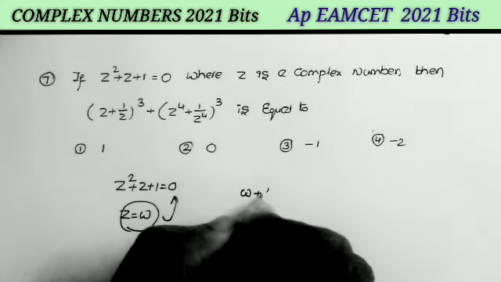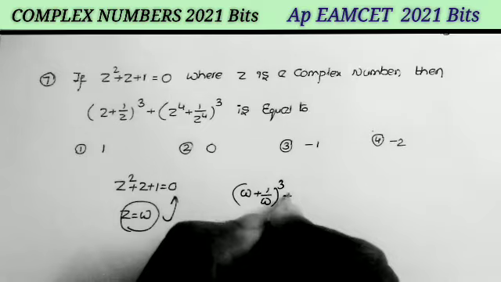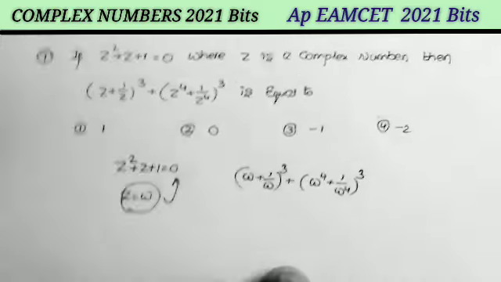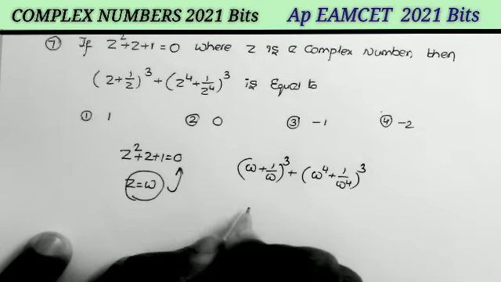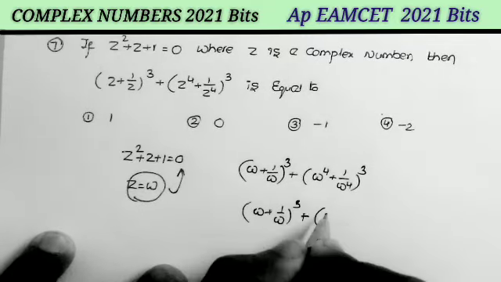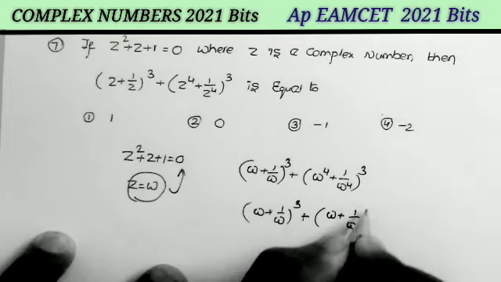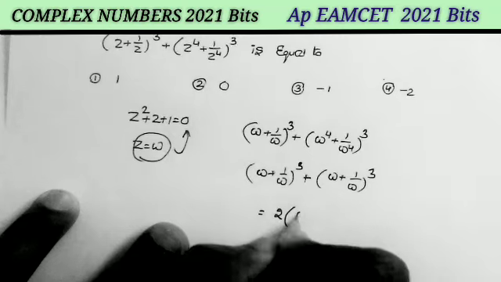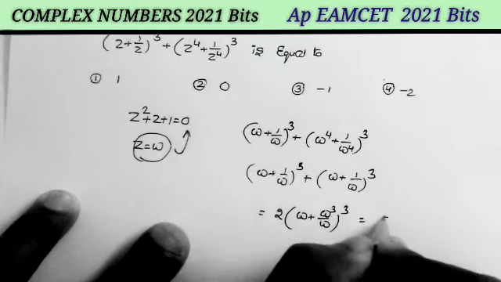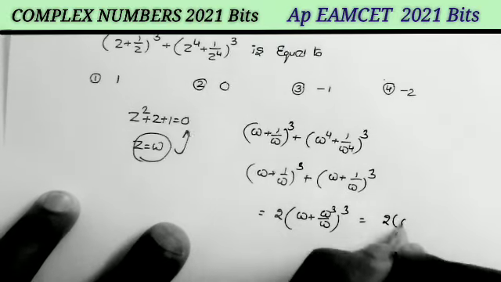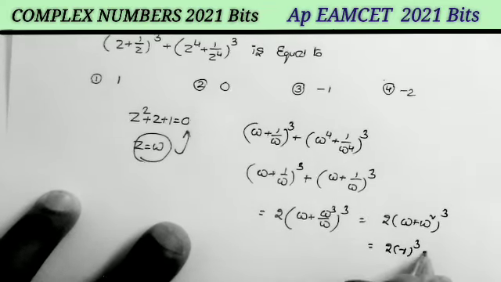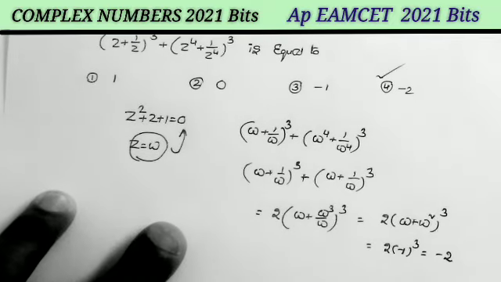So the quotient becomes (omega plus 1 by omega) whole cube plus (omega power 4 plus 1 by omega power 4) whole cube. Here omega power 4 is nothing but omega, so this is equals to (omega plus 1 by omega) whole cube plus (omega plus 1 by omega) whole cube, which is equals to 2 into (omega plus, in place of 1 I am substituting omega cube here, so omega cube by omega is equals to omega square, omega plus omega square) whole cube. 2 into (minus 1) whole cube is equals to minus 2. That's all, and that is the last option. Okay.